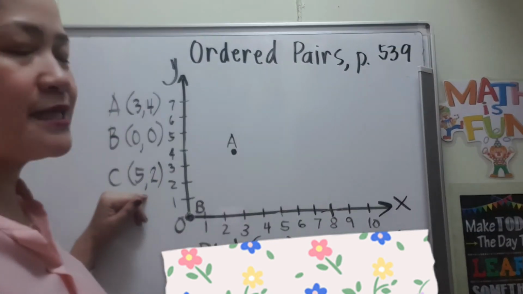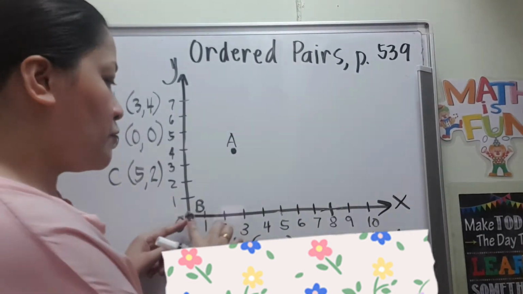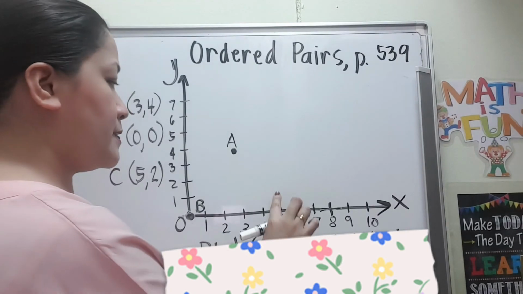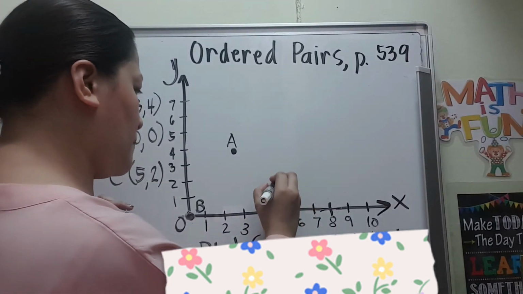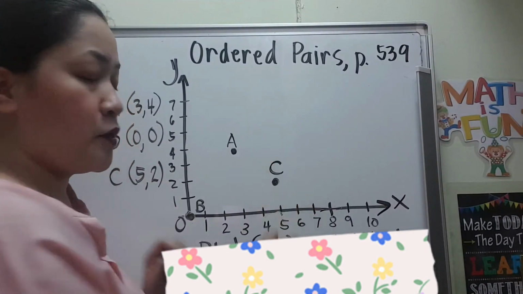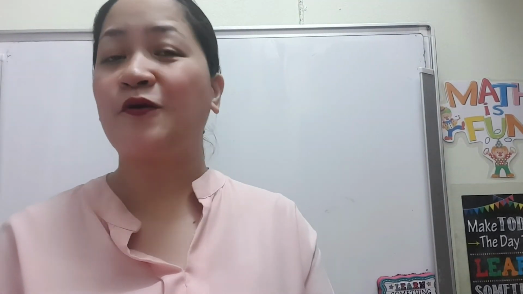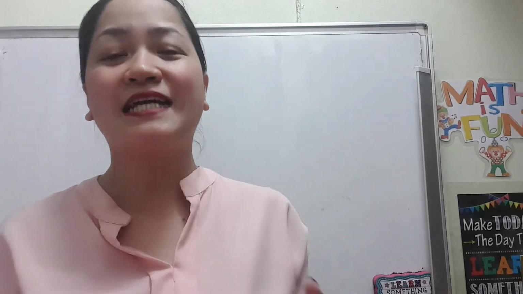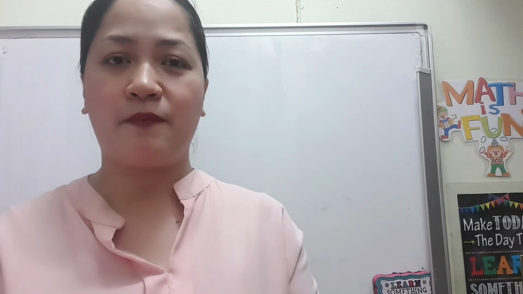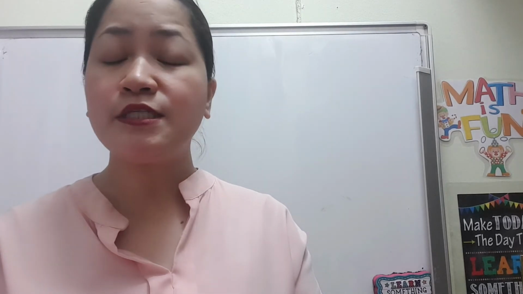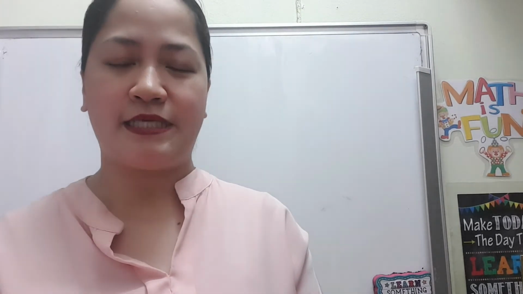And point C is at 5, 2. So 5 and then 2 up. 5 in the x and then 2 in the y. The point will be there, and that will be point C. It is easier to plot points on a coordinate grid, which is why it's called a grid, if you have squared paper or graphing paper. But if you are already used to graphing, then it will be easy also.